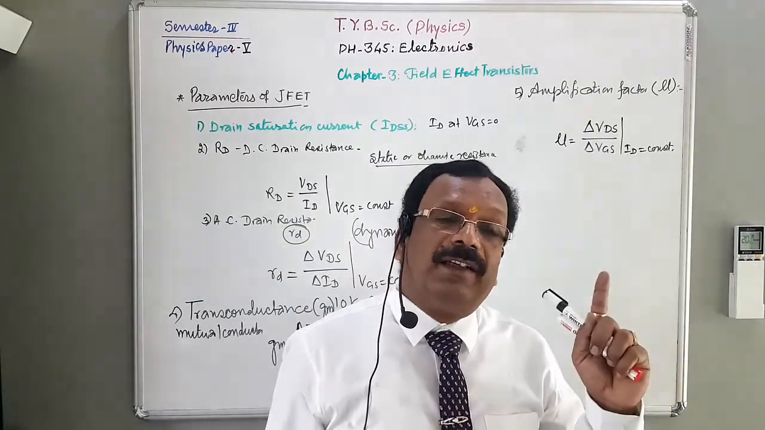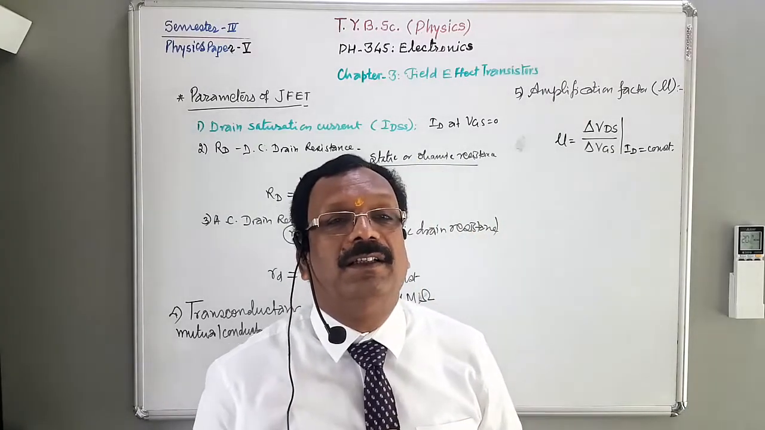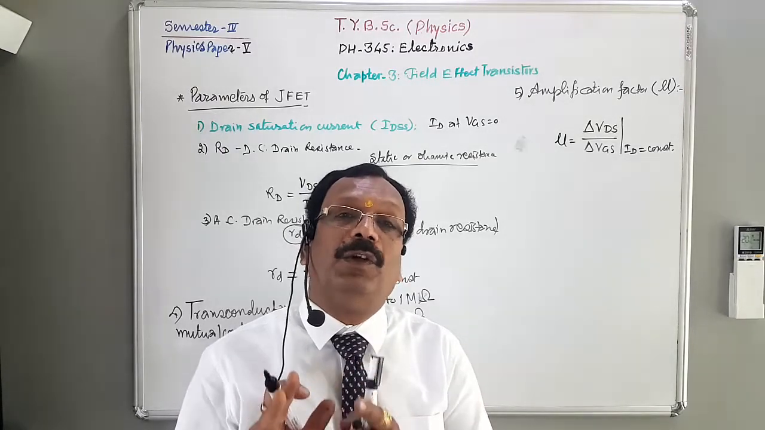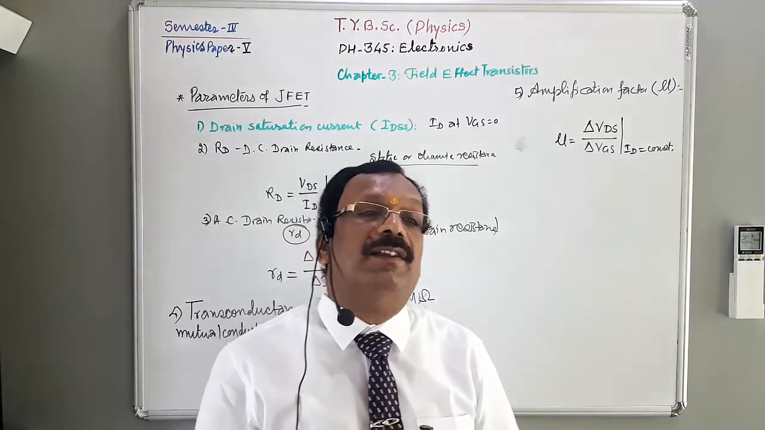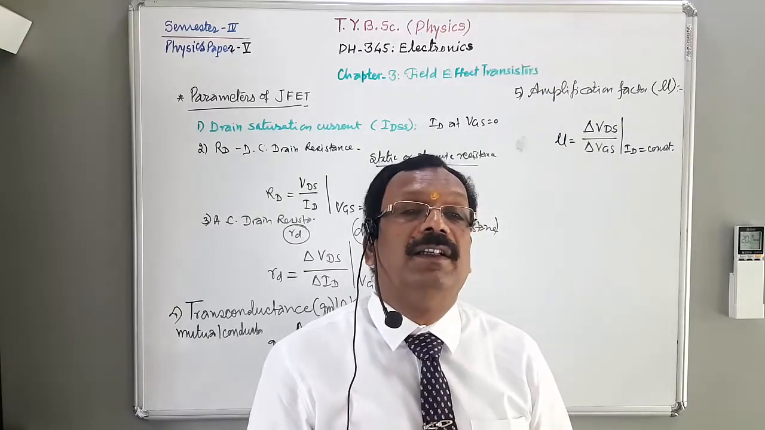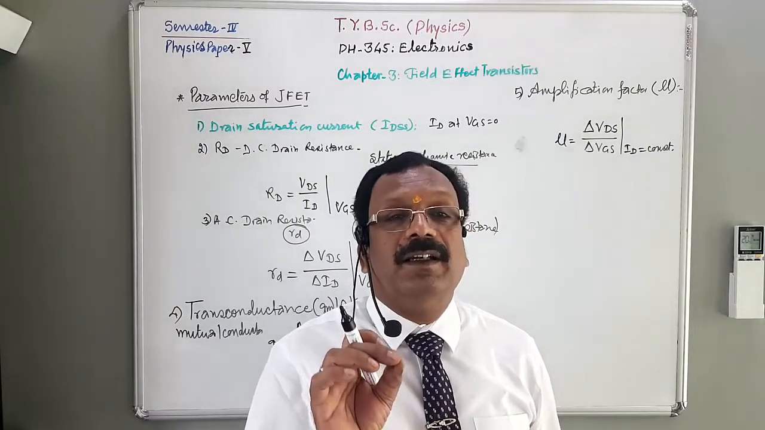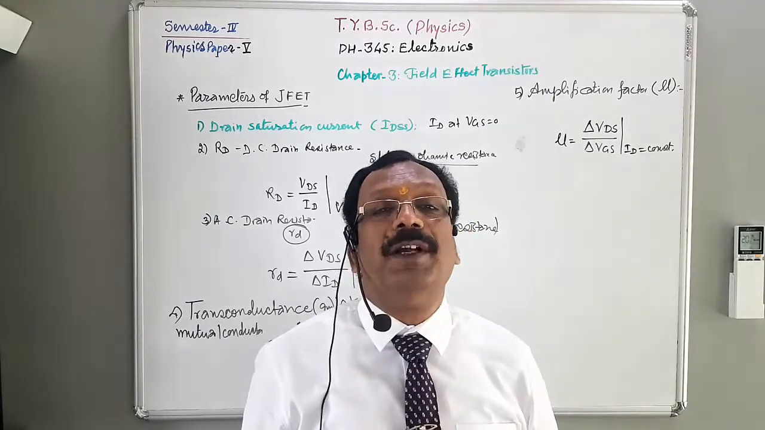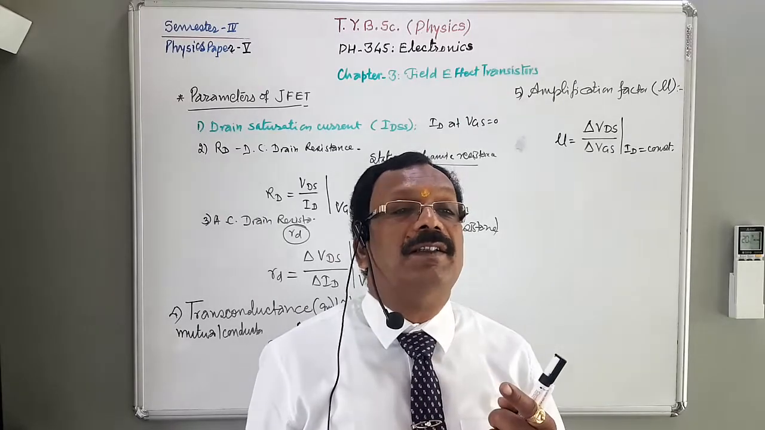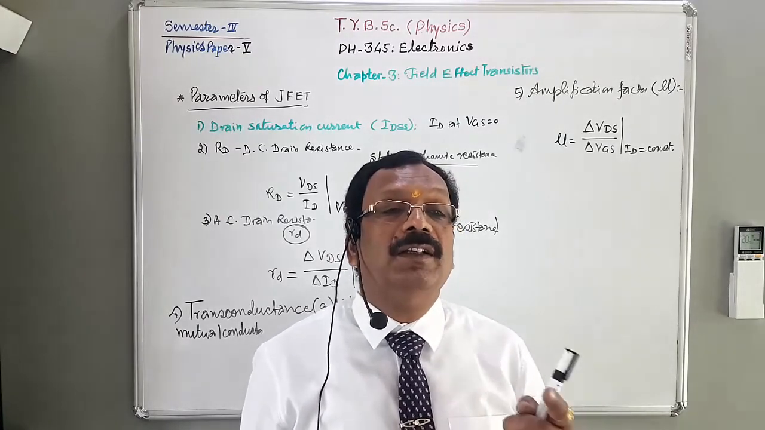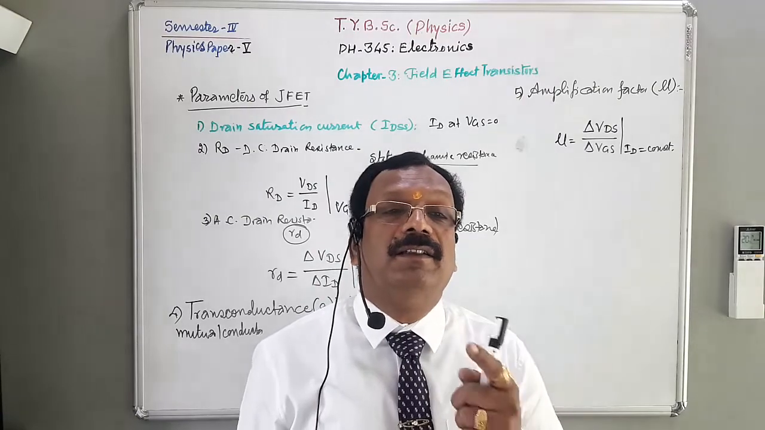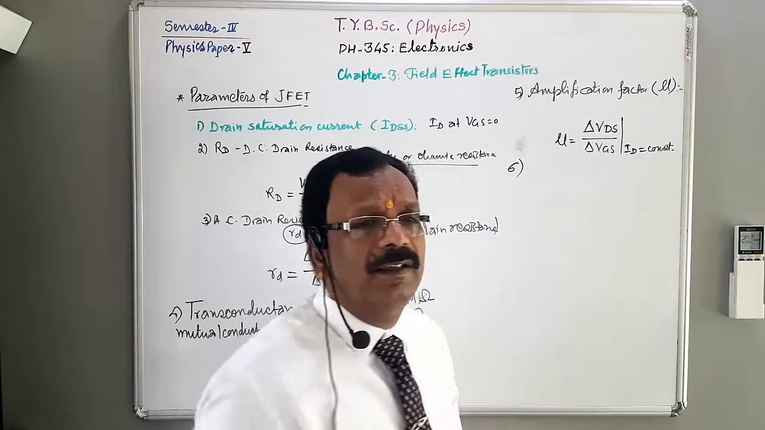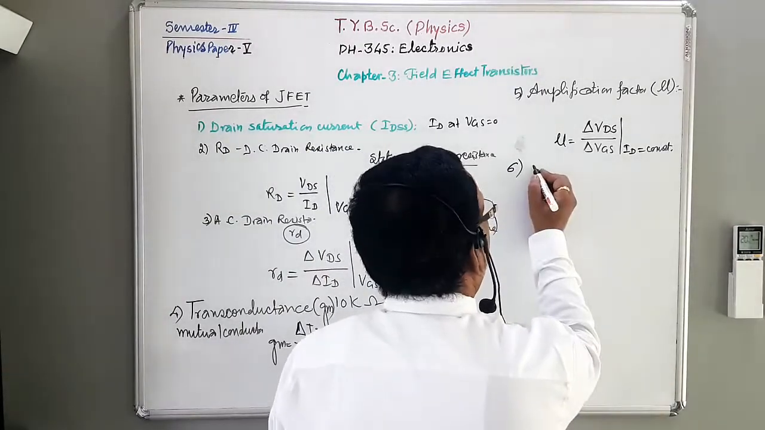Note that the amplification factor of JFET indicates how much more control the gate voltage, that is VGS, has over the drain current than the drain voltage VDS. What I say, amplification factor of JFET indicates how much more control the VGS has over the drain current than the VDS. Okay. Now next parameter, that is input resistance.